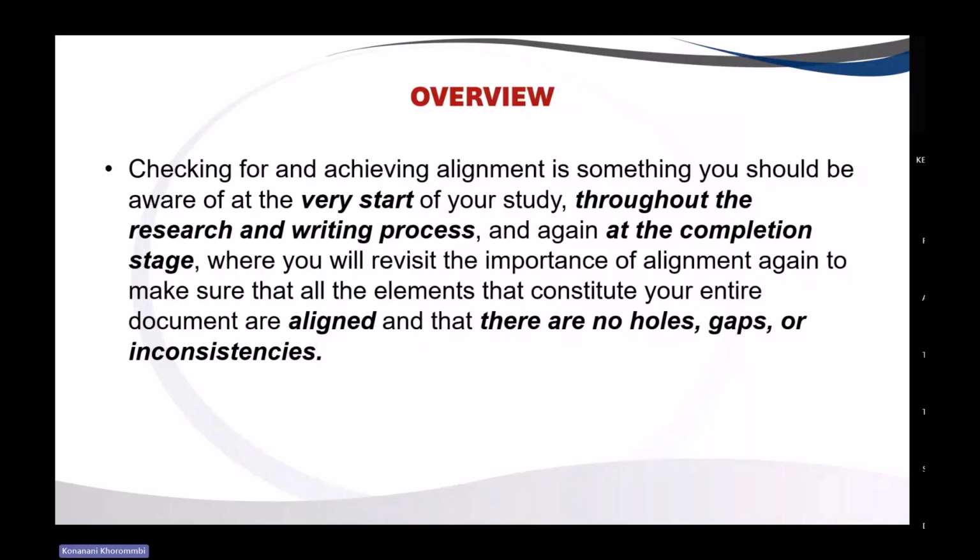Checking for and achieving alignment is something you should be aware of at the very start of your study, so that you ensure it happens throughout the research and writing process. And at the completion stage, you need to check to find out if there are discrepancies, disjunctures, and if the pieces are not jointed together, where you will revisit the importance of alignment again to make sure that all the elements that constitute your entire document are aligned and that there are no holes, gaps, or inconsistencies.